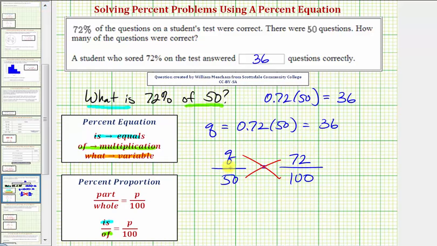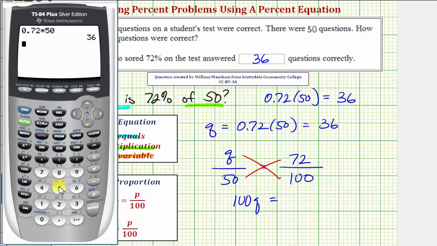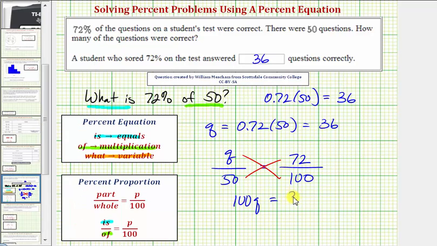Q times 100 is equal to 100Q. 50 times 72 is equal to 3,600. Dividing both sides by 100, notice how we get the same result. Q equals 36. So there are several ways to answer this question.